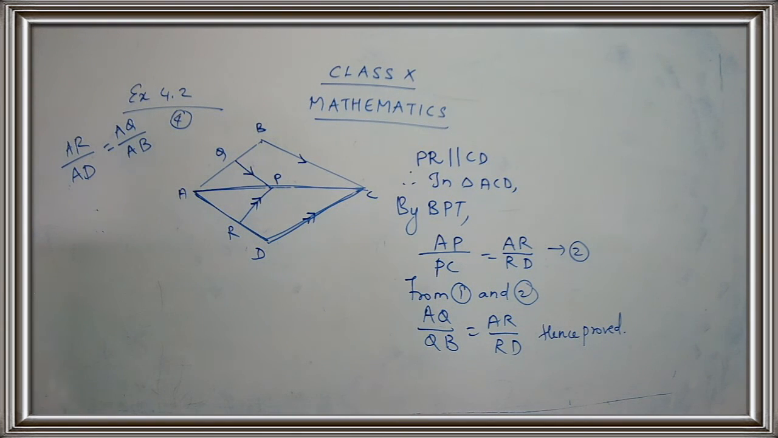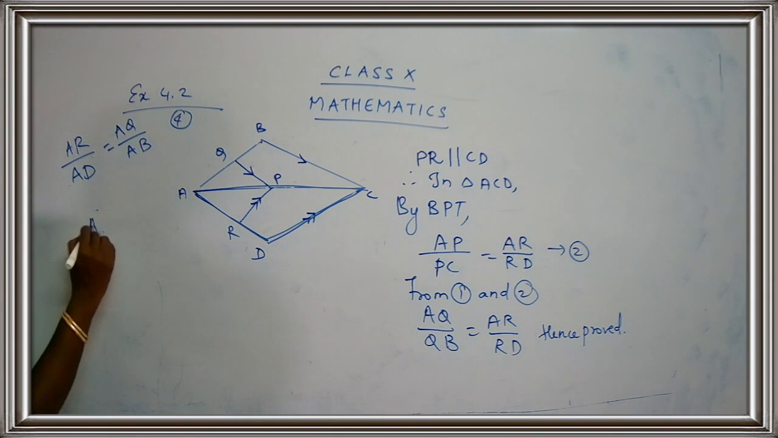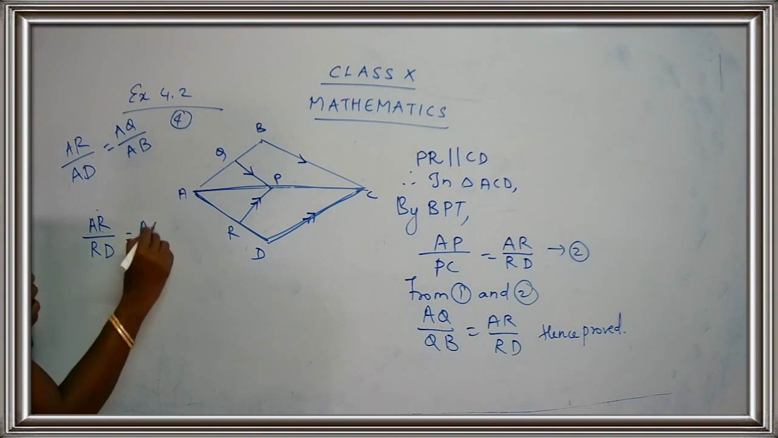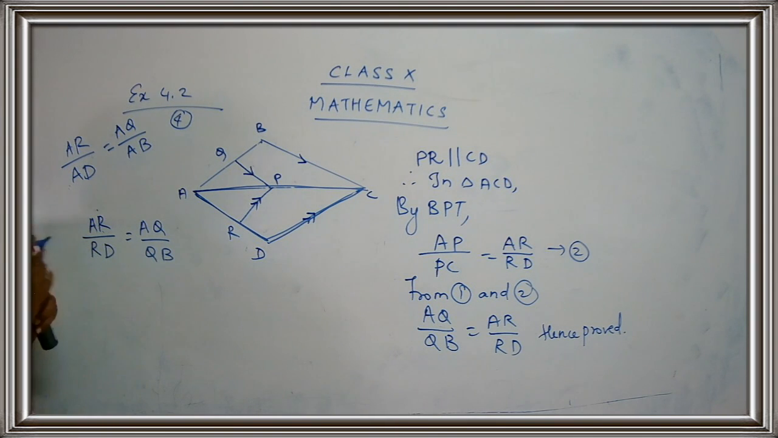Okay children, just here a small manipulation. Let us have a small check whether we can do that step or not. Listen here carefully. If it is AR, it is what we have got here: AR upon RD is equal to AQ upon QB. Okay, I am just going to start with this part. So what we have proved is AR upon RD is equal to AQ upon QB. This is not the answer. You just listen to me.